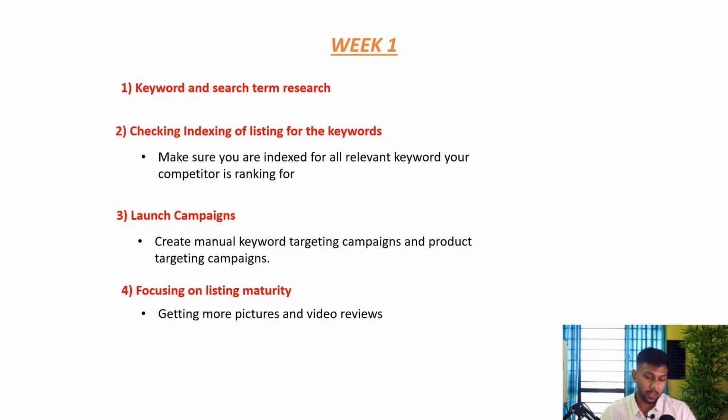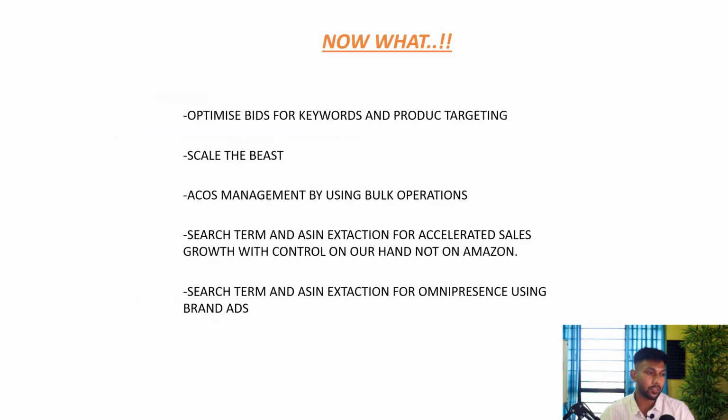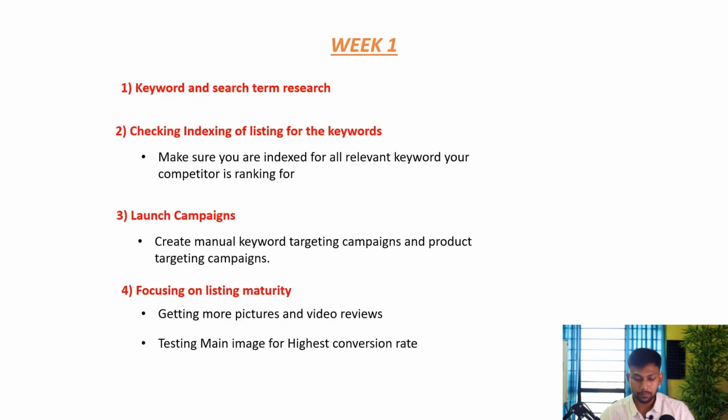Now, Amazon has the split test function. I'm not sure if you have that yet or not. So write down focusing on listing maturity on the step, and on the facilitate column, write down getting more pictures and video reviews. Second point on the facilitate, write down testing main image for highest conversion rate.